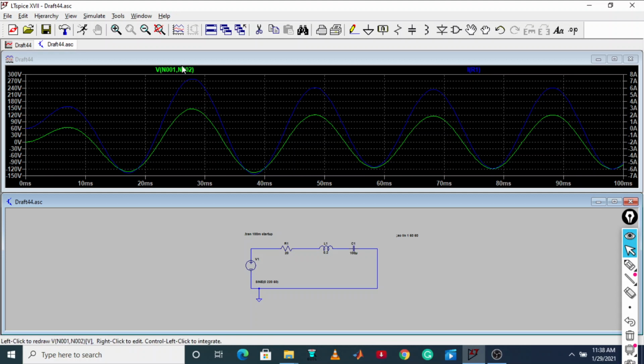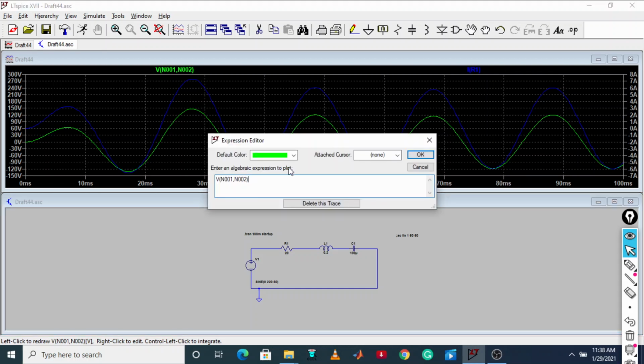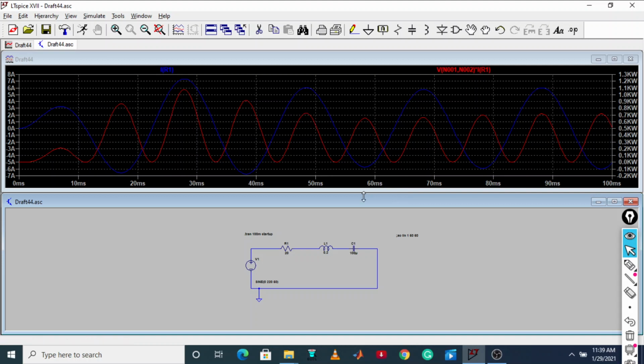Now let us calculate the active power that we have given. Again left click, multiply with IR1. This is I, keep the bracket, R1, and put it in a different color. This is a different color. Now this will give you the active power.